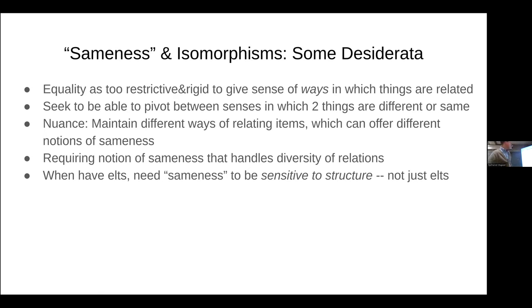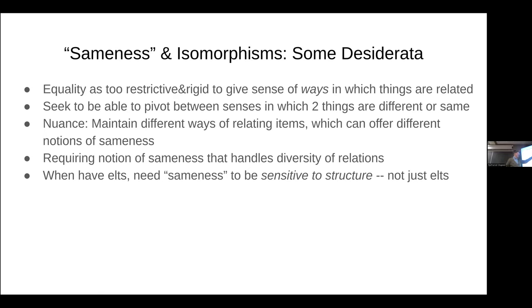So I thought this was really interesting, this idea of flexibility in switching between senses in which things are different or the same. And related to that is this idea of having nuance, maintaining different ways of relating items, some of which might point to sameness and some of which might point to difference. And even for same, they might be the same as viewed this way or as viewed that way. So it's like, what are some different ways we might view them as the same? It's not just glomming them all together. You can actually think of them as the same from several different perspectives.